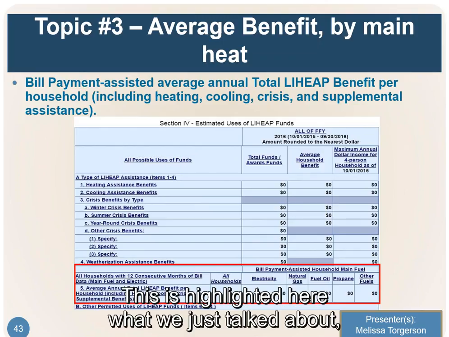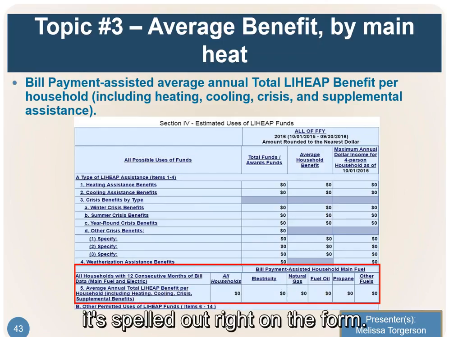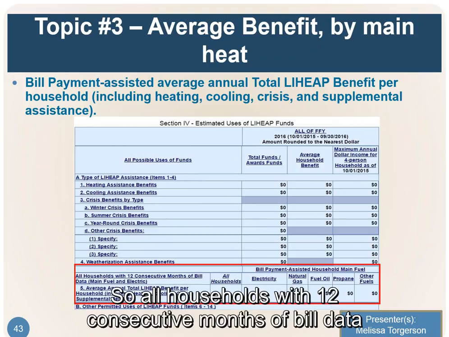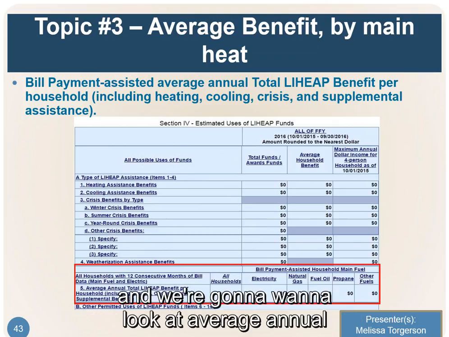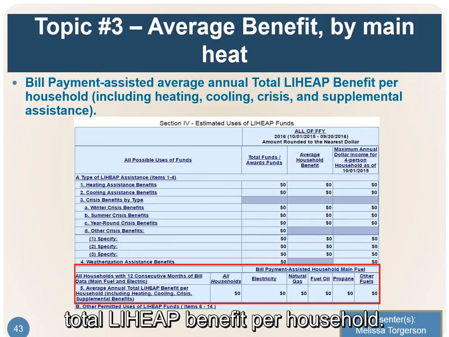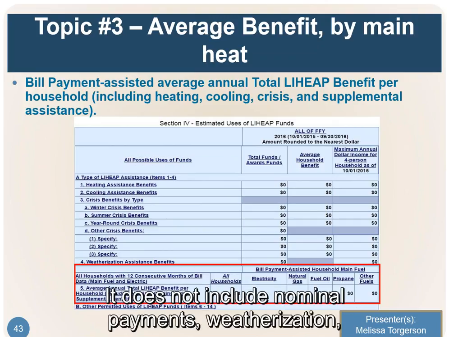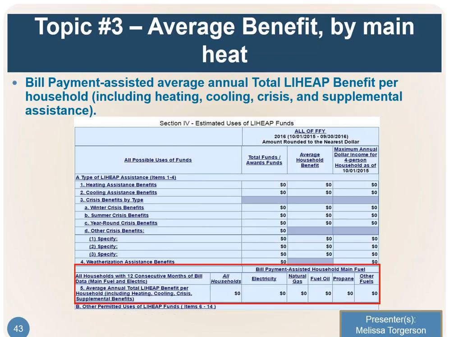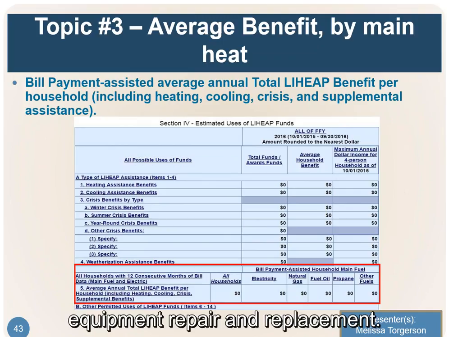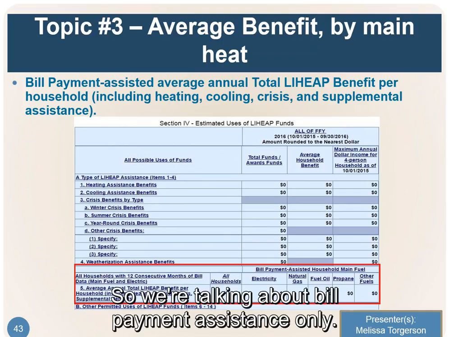This is highlighted here, what we just talked about. It's spelled out right on the form. So all households with 12 consecutive months of bill data, and we're going to want to look at average annual total LIHEAP benefit per household. This includes heating, cooling, crisis, and supplemental. It does not include nominal payments, weatherization, equipment repair and replacement. So we're talking about bill payment assistance only.